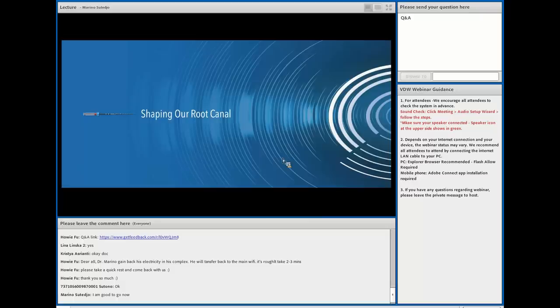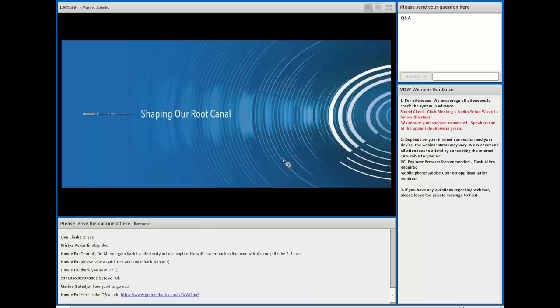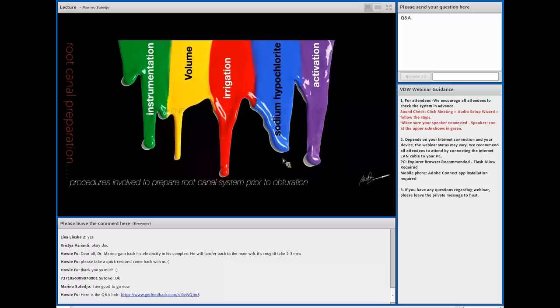So after we create our access cavity, of course, the second thing that we need to do is to shape our root canal systems. Because shaping, as a part of our root canal preparation, is always important. Root canal preparation is a procedure that involves preparing our root canal systems to be obturated. And it means if we are talking about preparation, we of course talk about instrumentation.